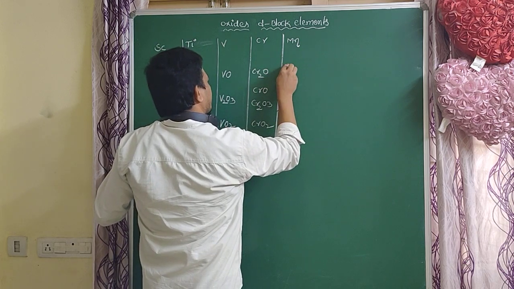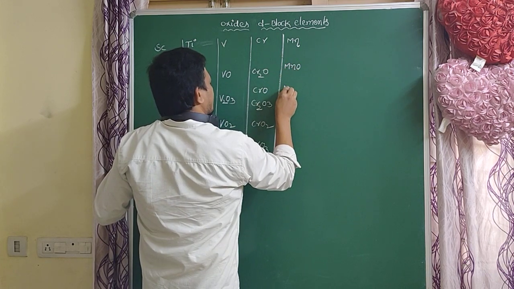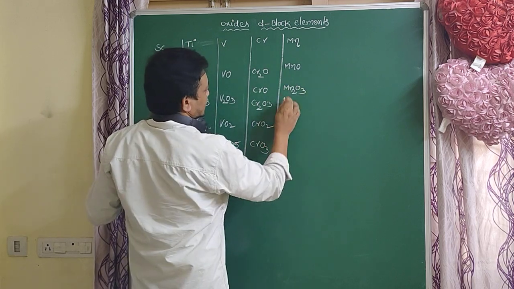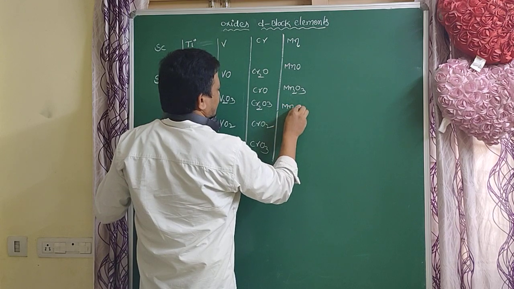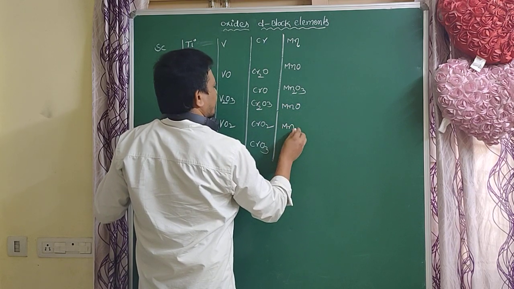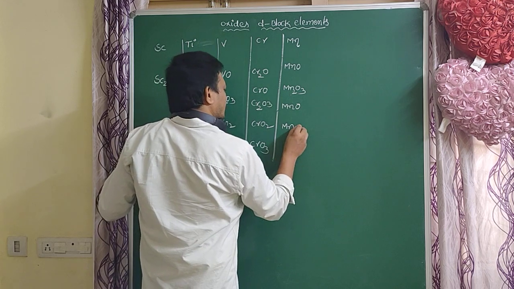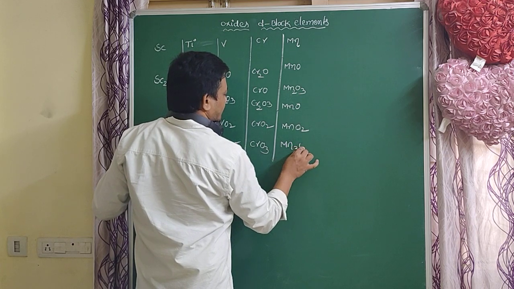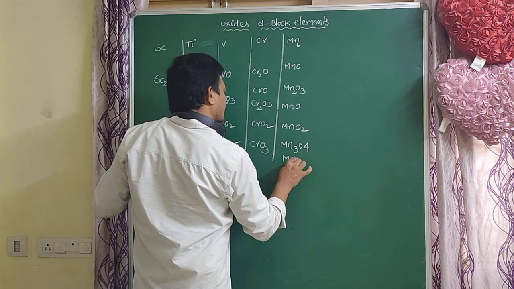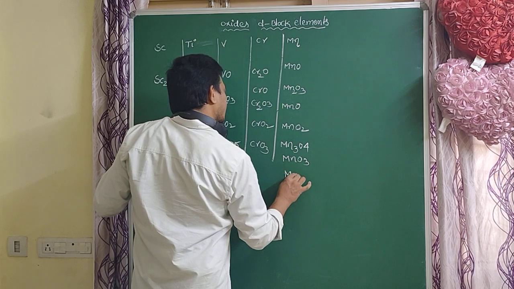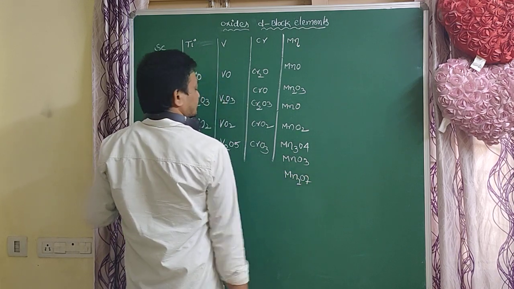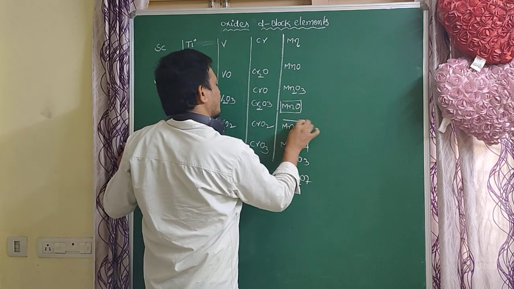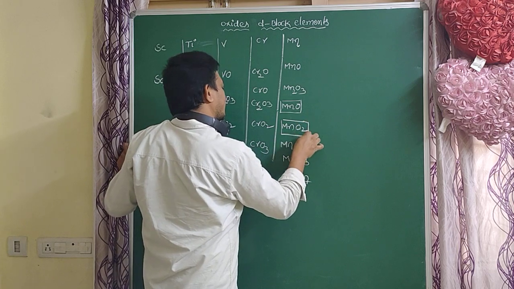Manganese can form more oxides: MnO, Mn2O3, MnO2, Mn3O4, MnO3, and Mn2O7. The stable oxides, MnO and MnO2, are the stable oxides among manganese oxides.